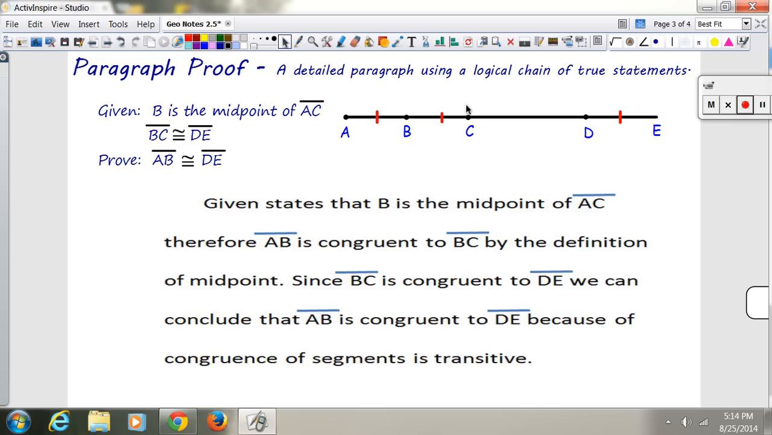Transitive property says if AB is going to equal BC and DE is also going to equal BC, if they're both the same as BC, then they have to equal each other. So that's what transitive says. So that was called a paragraph proof, just a paragraph of true statements going to a proof statement there.